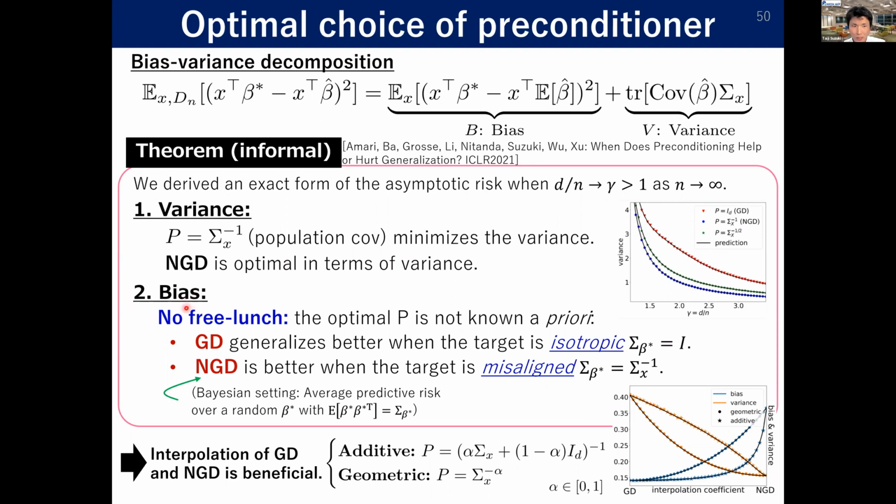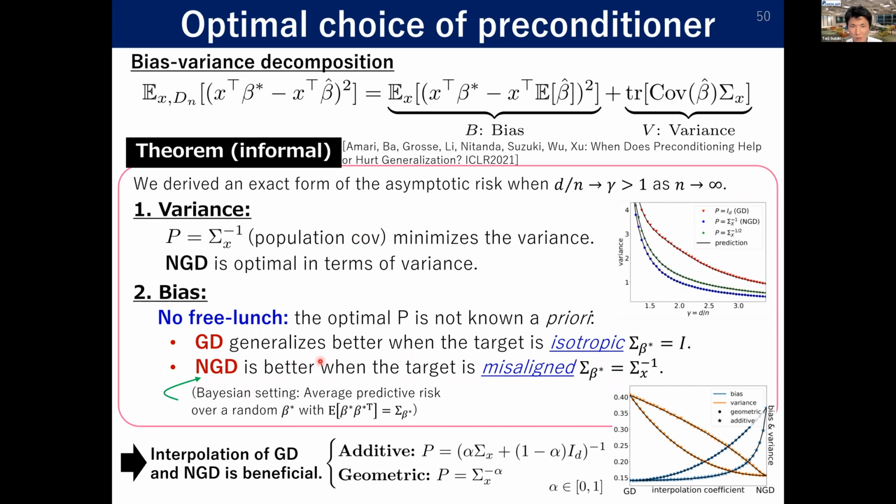And as for the bias, there is no free lunch. We cannot obtain the optimal P a priori, because the optimal P depends on the true parameter beta star. Roughly speaking, if beta star is along the principal component of input X, then gradient descent is better than natural gradient descent. But if beta star is not along the principal component, in such a misaligned case, natural gradient descent is better.